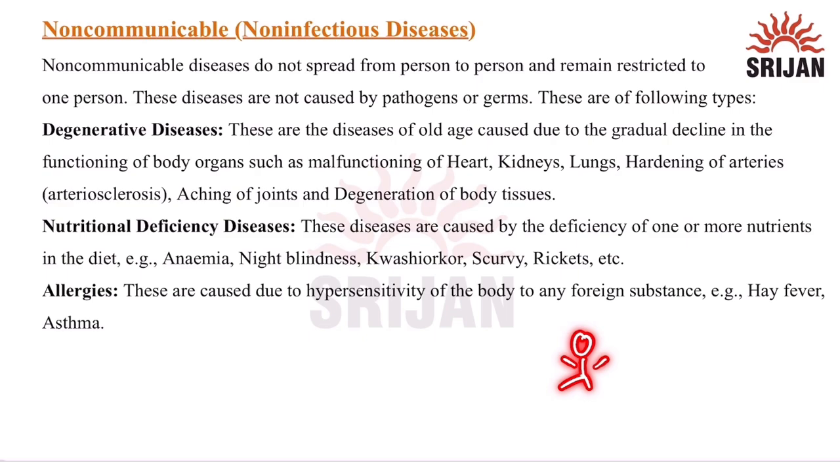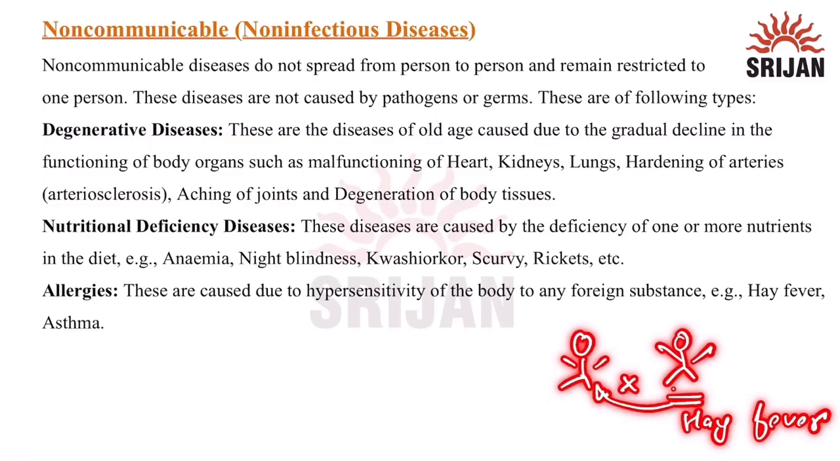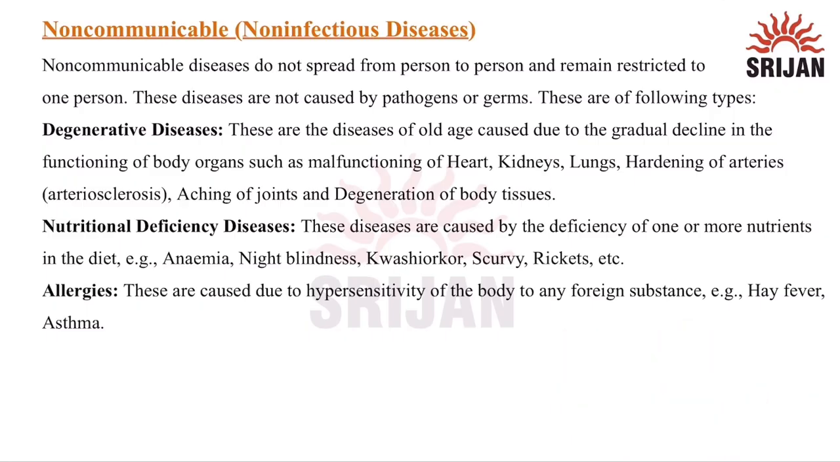Suppose this is me and this is one of my friends. Now my friend is having, let's say, hay fever. This is a disease. Even if he's standing beside me, I'm not getting infected by this disease. Similarly, this disease is not caused by any kind of pathogen or germ. Suppose it was caused by a pathogen or germ, then this would have become a transferable disease. Now it can be of the following types.